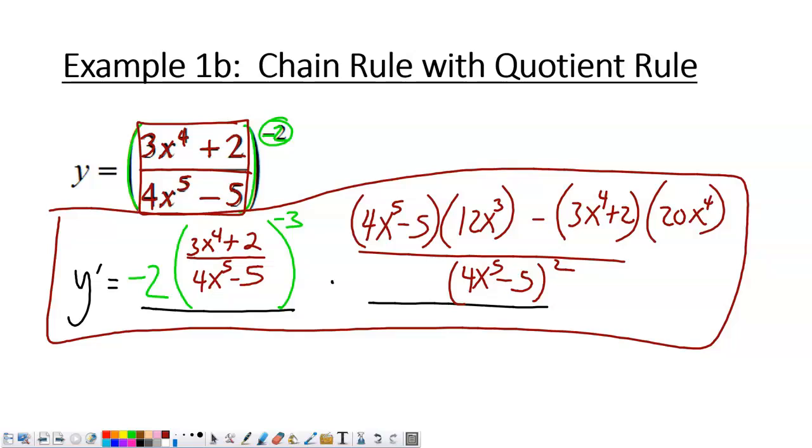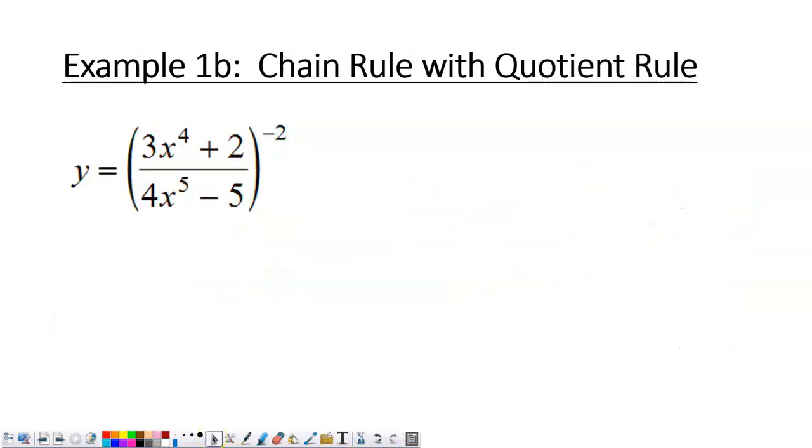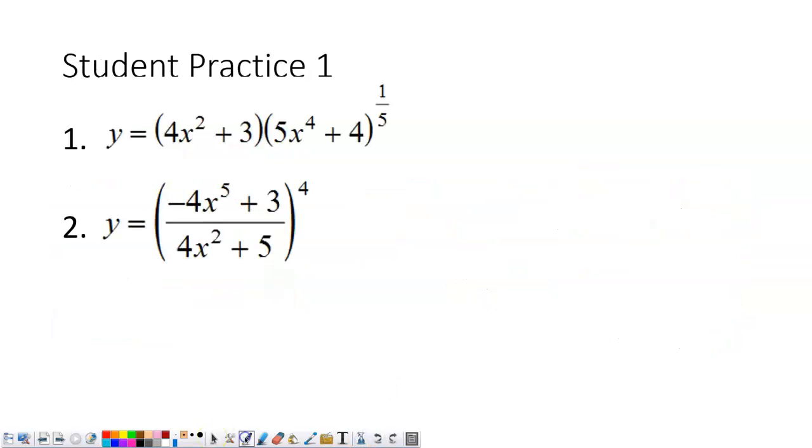I mean, there are things that we could do to try to simplify this, but it's kind of pointless. You're never going to be asked to do something like that on an AP test and actually simplify it all the way down. That's a terrible waste of time. But it's still a good problem to practice so that you get used to doing chain rules and quotient rules together and all that sort of stuff. So keeping all that in mind, I want you guys to try one just like that.